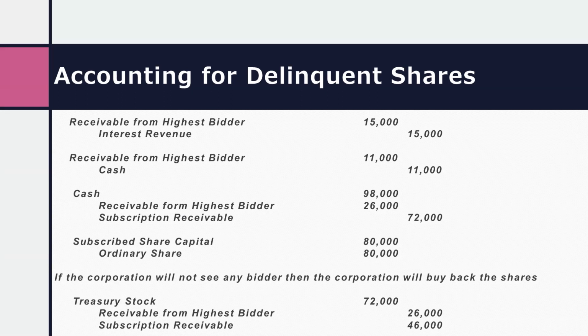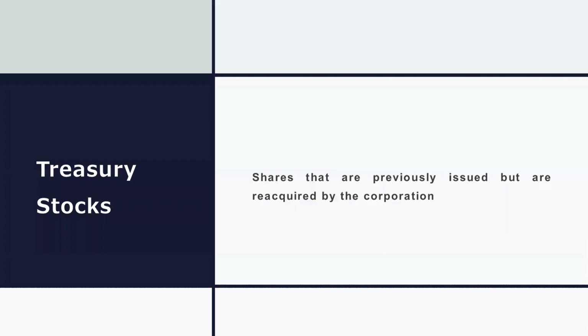Please tab it once. So, if the corporation does not find any bidder, then the corporation can buy back the shares. If the corporation buys back, you debit treasury stock, 72,000, credit receivable from highest bidder, 26,000, and credit subscriptions receivable at 46,000. Okay? So, that's how you account for delinquent shares.